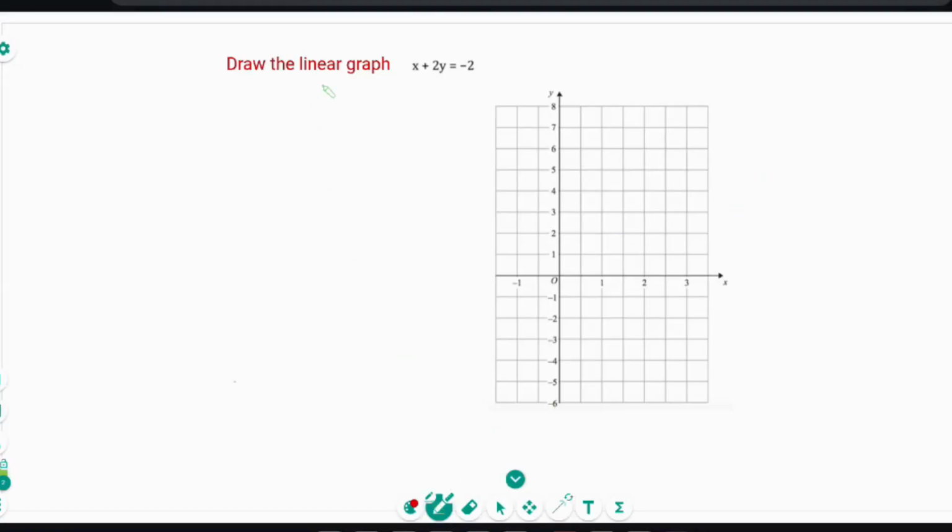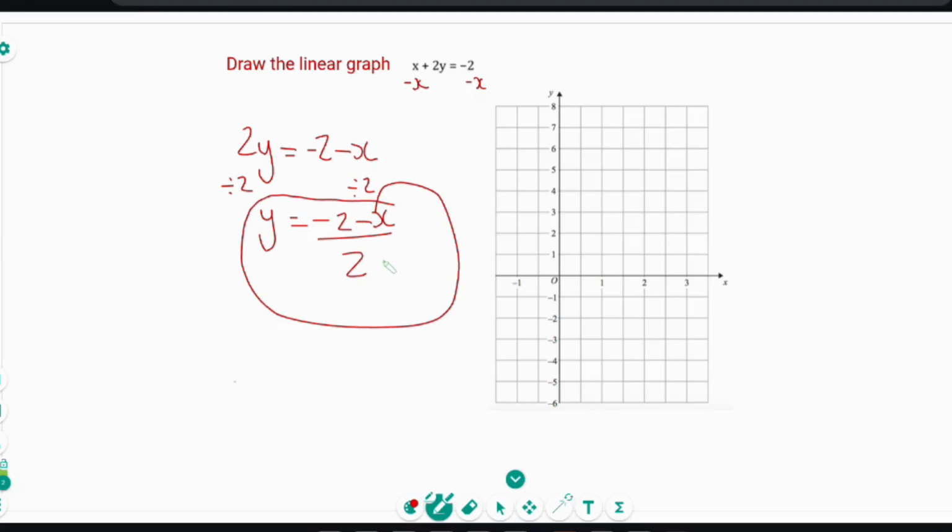Okay, for this one, we don't have a table and y is not the subject. So let's make y the subject first. Let me take x off both sides. So 2y is equal to minus 2 take away x. Now we're going to divide both sides by 2. So y is equal to minus 2 take away x, all over 2.